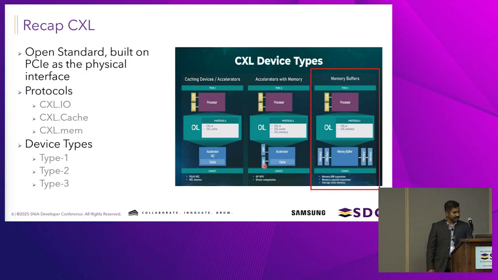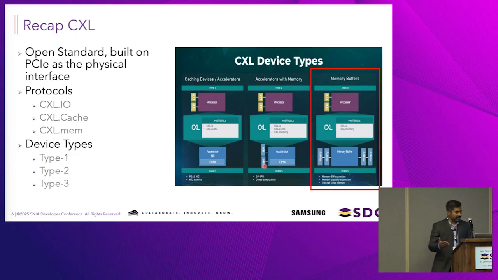Quick recap on CXL: it is an open standard supported by three core protocols, .io, .cache, and .mem. IO is basically for link initialization, management, device discovery and enumeration, interrupt handling, DMA, all those standard things. This is the main, inevitable protocol for any CXL device. The other two protocols make the device type, right?